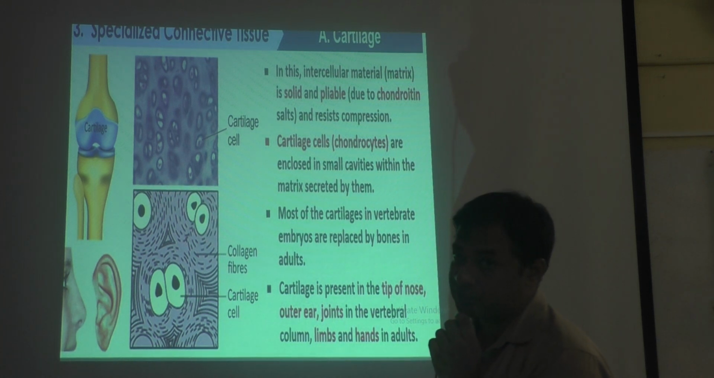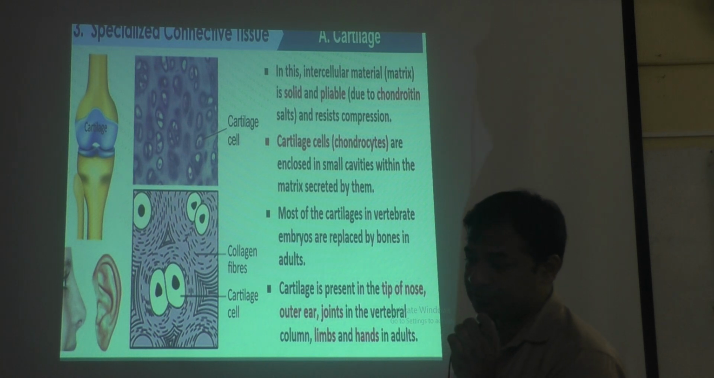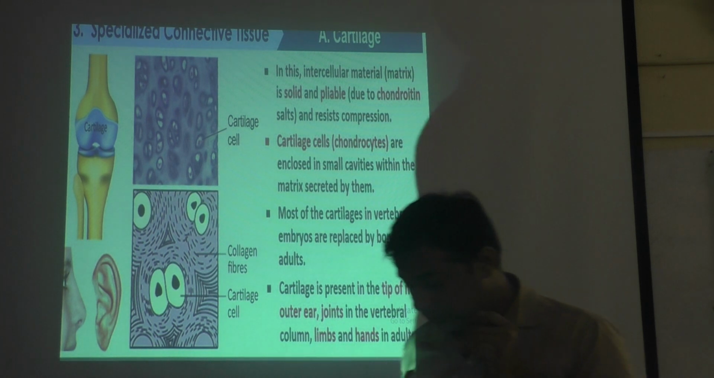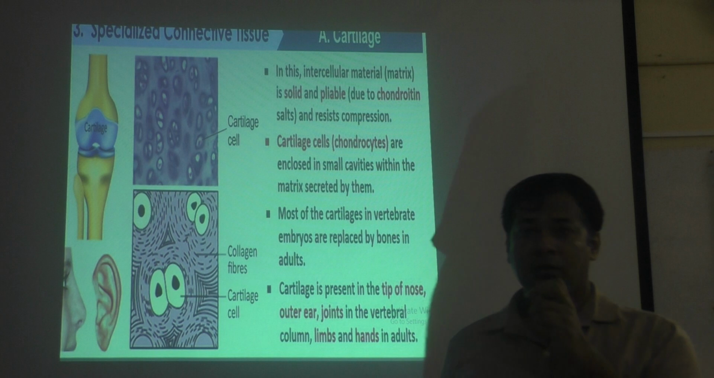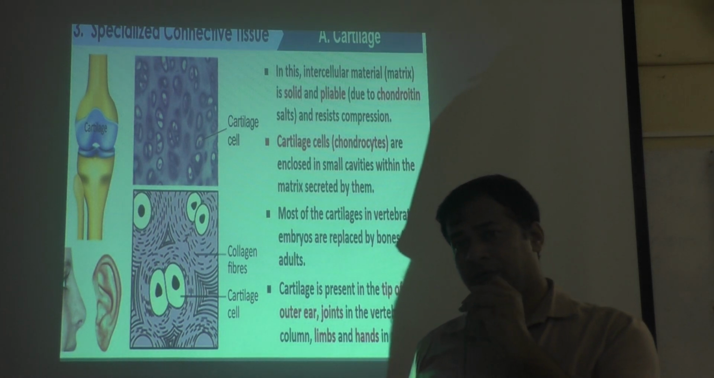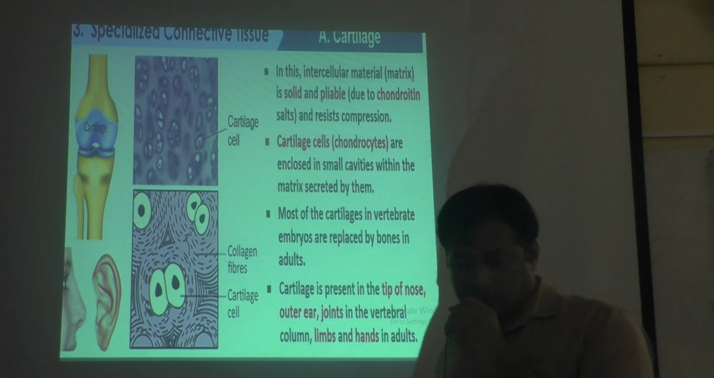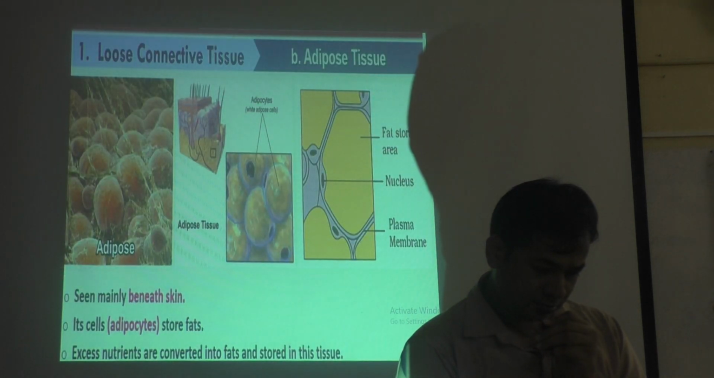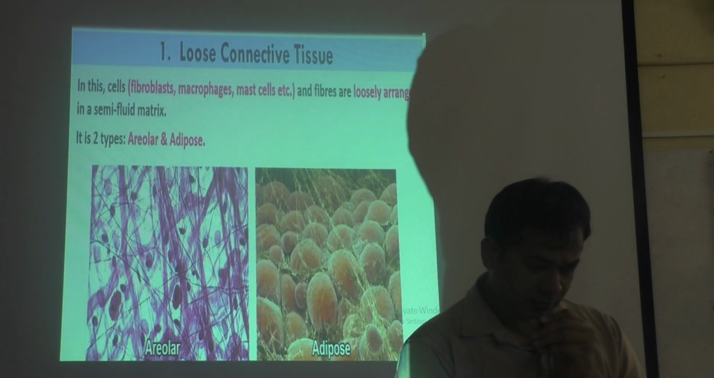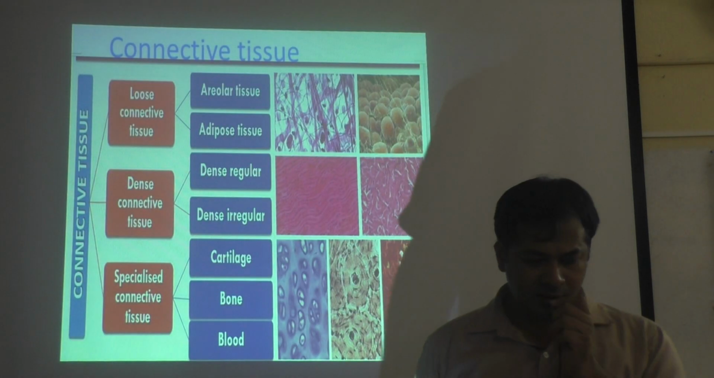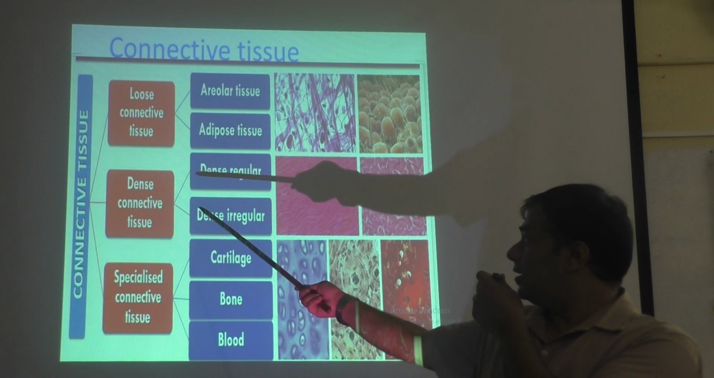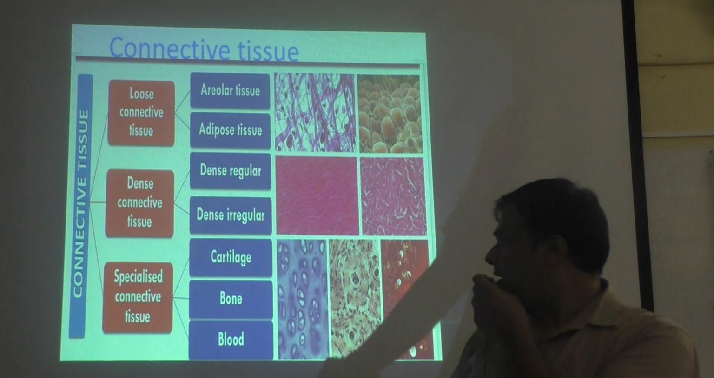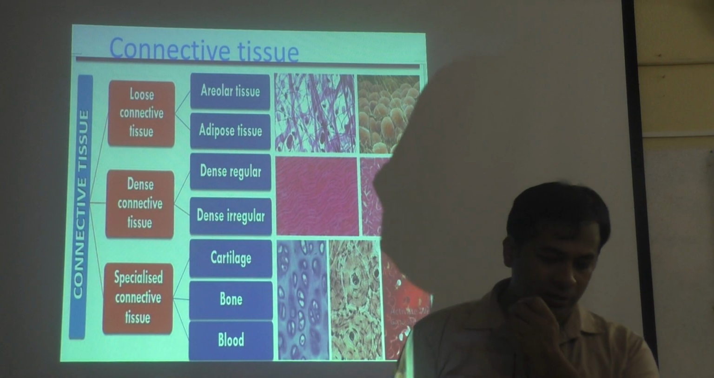Now we have to discuss the third type of connective tissue. If you remember, there are three types of connective tissues. The first one is areolar connective tissue and adipose tissue, which come under loose connective tissue. Under dense we just discussed dense regular and dense irregular. Next we are discussing specialized connective tissue. Under that are cartilage, bone and blood. One by one we are going to discuss them now.